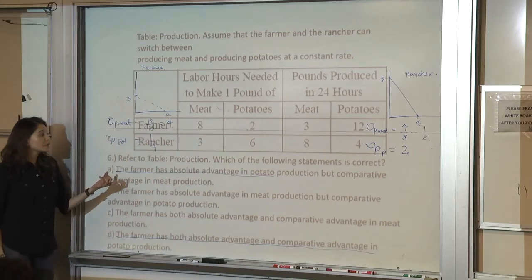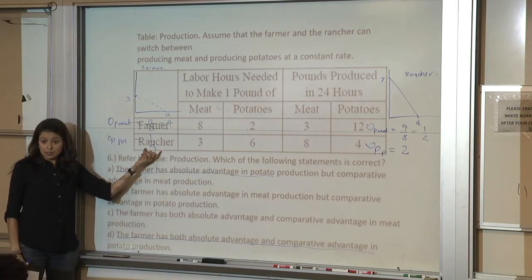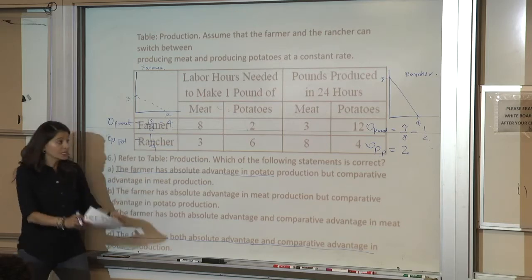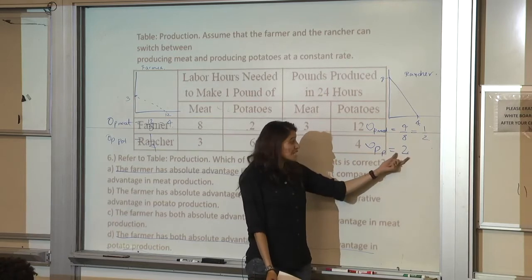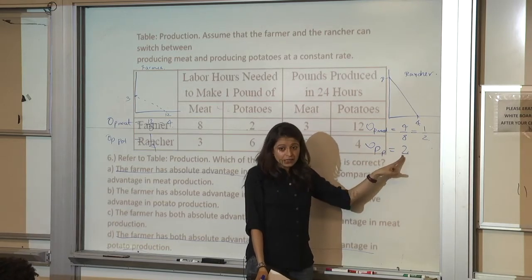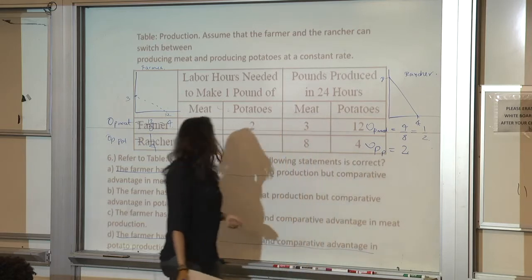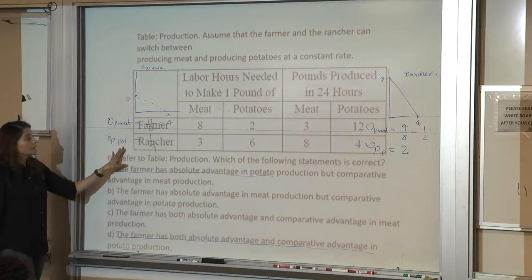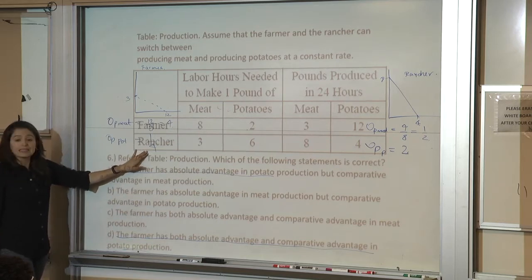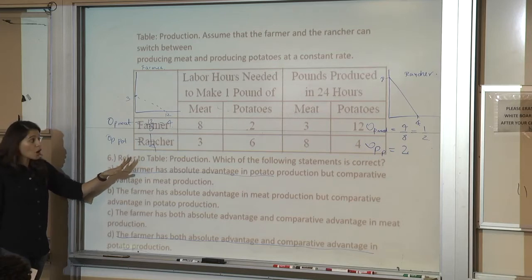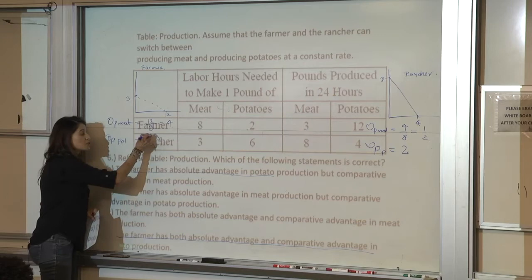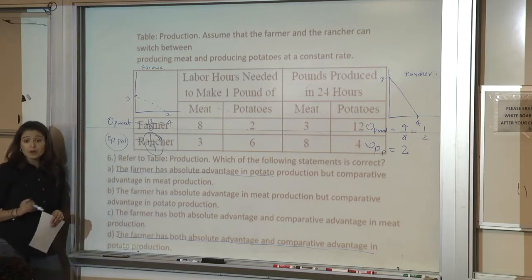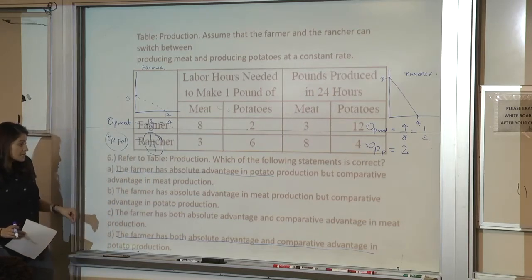So now for the farmer, it is cheaper to produce potatoes in terms of meat than for the rancher to produce potatoes in terms of meat. Because the rancher needs to give up 2 pounds of meat to produce 1 pound of potatoes, versus the farmer who needs to give up only 1/4 of meat to produce 1 pound of potatoes. So the farmer has comparative advantage also in the production of potatoes, okay? So my answer is D.